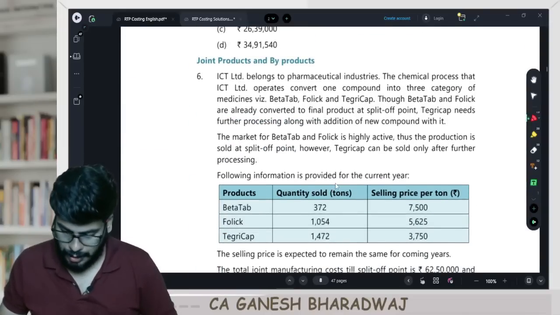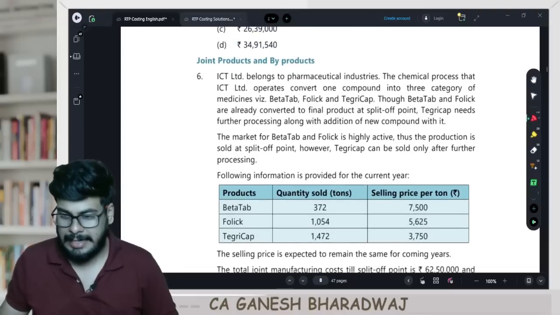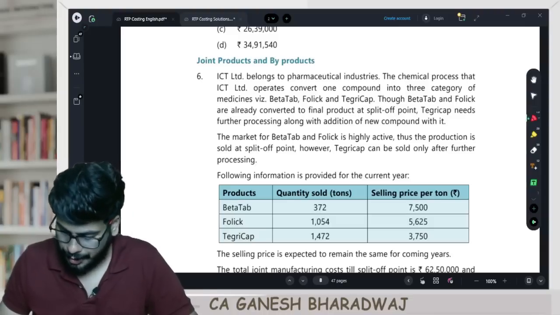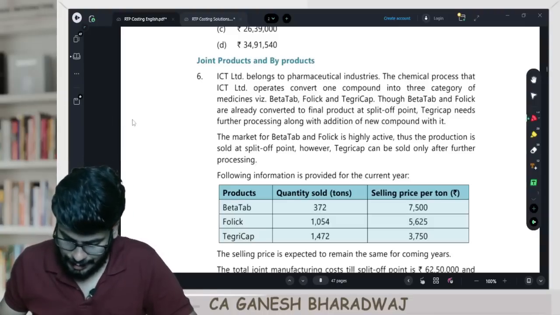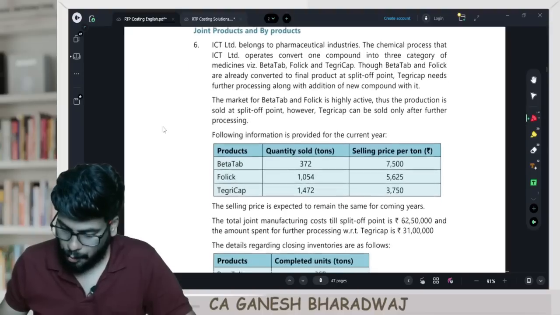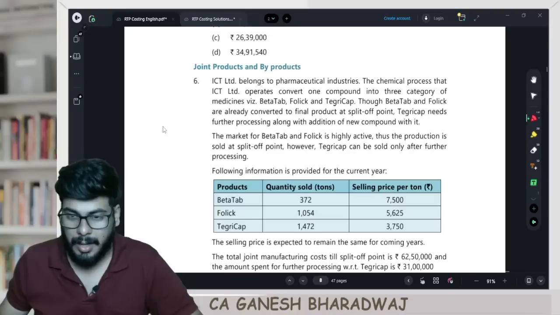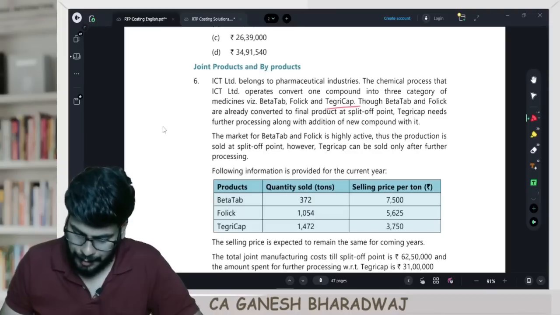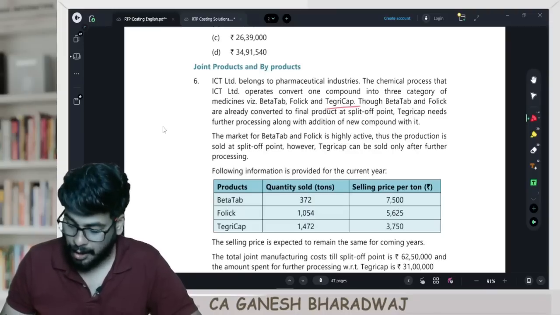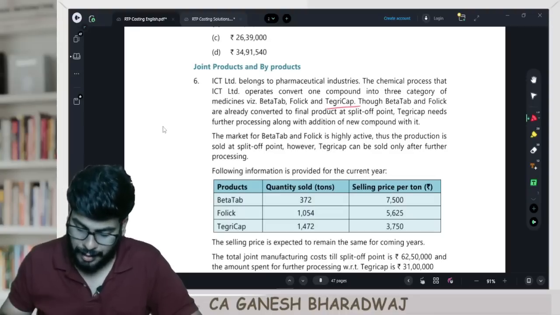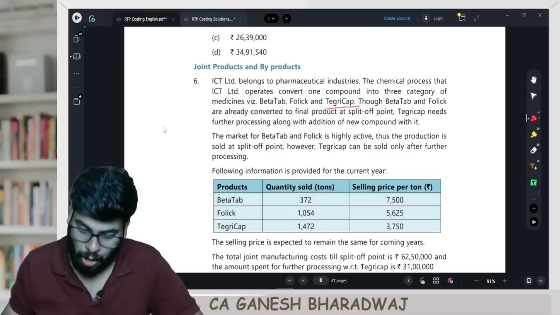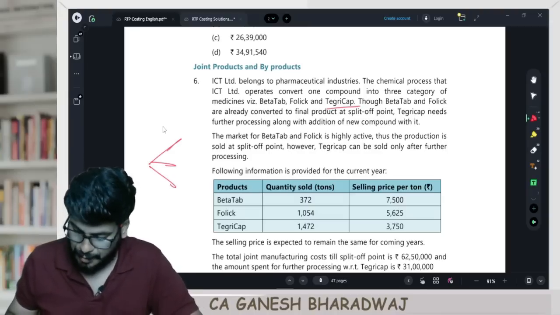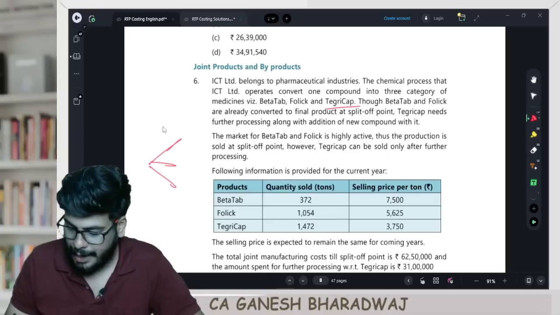So now let's move on to the next question, which is question number 6. Now, ICT Limited belongs to the pharmaceutical industry. The chemical process that ICT Limited operates converts one compound into 3 categories of medicines, which are Beta Tab, Folic, and Tegricap. Beta Tab and Folic are already converted to final product at the split off point. Tegricap needs further processing along with addition of a new compound. So basically this company deals in manufacturing 3 different medicines, Beta Tab, Folic, and Tegricap.